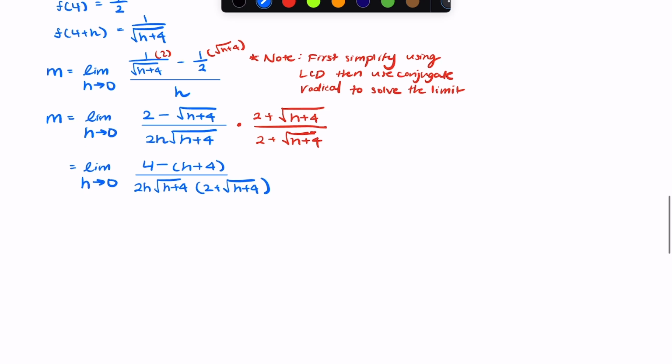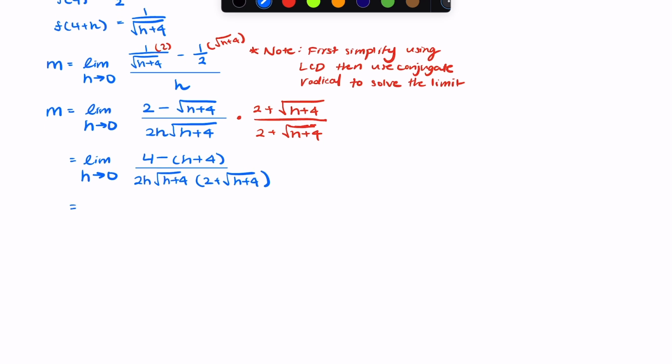And so here we will expand. We'll get the limit as h approaches 0 of 4 minus h plus 4 over 2h square root h plus 4 times 2 plus square root h plus 4. Here we can cancel the positive 4, and then here it's going to be minus 4 because we multiplied the negative in. So positive 4 and negative 4 will cancel out. The h will cancel out from the bottom.